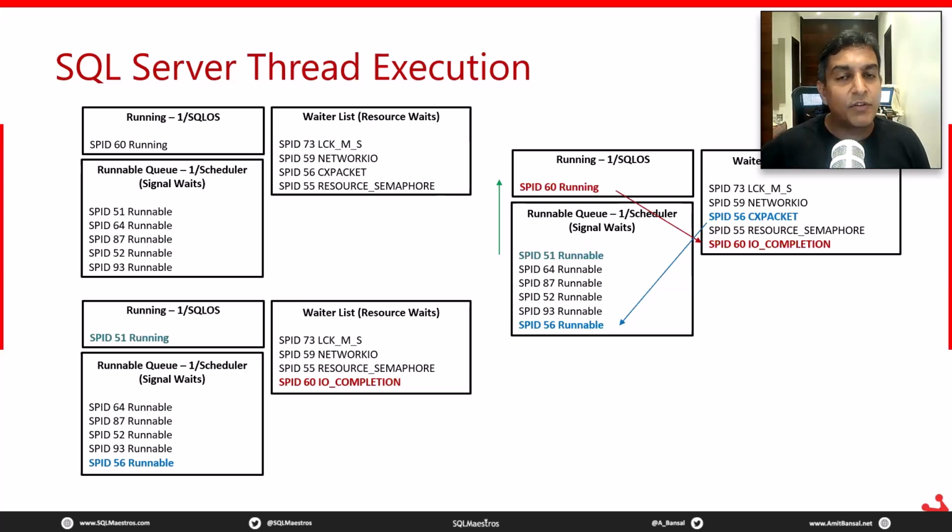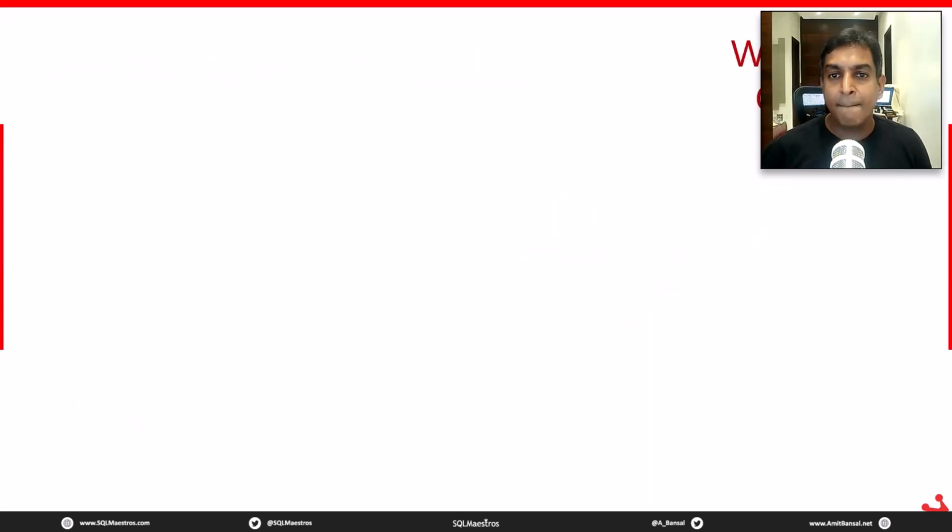As we speak, there have been thousands and thousands of context switches happening. CPU is just so fast. So we talked about this.